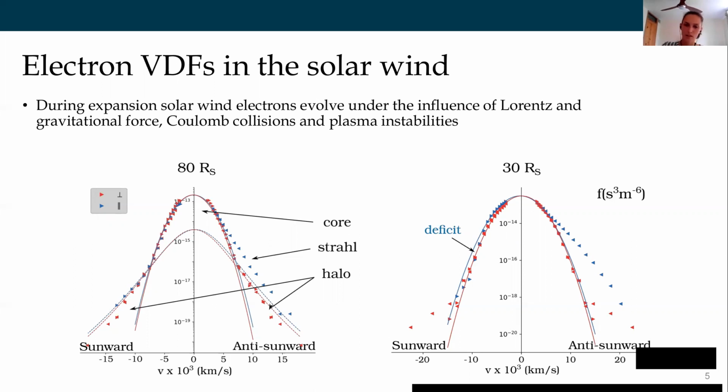When I say deficit, I mean a deficit of electrons compared to the Maxwellian fit to the core. You see that these blue dots, which represent the data, go below the fit here in the sunward portion of the distribution function. And this is the feature that I will focus on today.